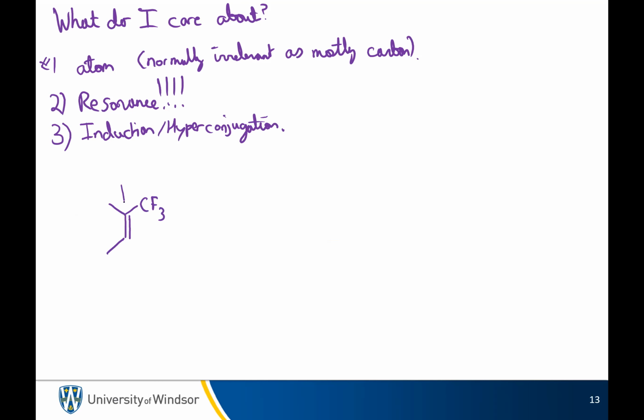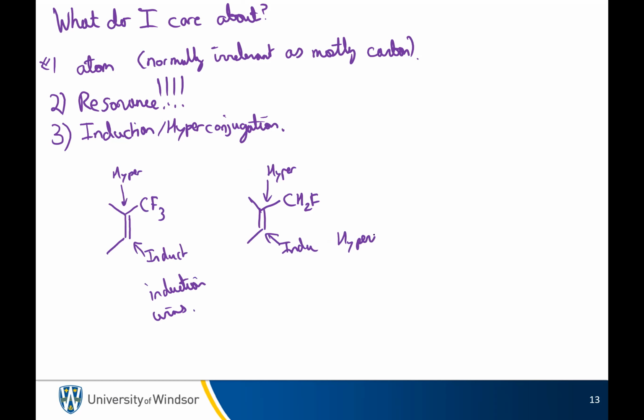Hyperconjugation says this site. Induction says this site. Induction wins, because that's a really strong induction group. But not always. Because reality sucks. Same thing here, but hyperconjugation wins, because the induction is a lot weaker.